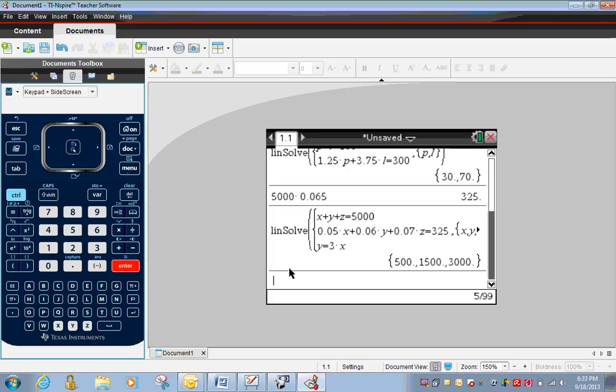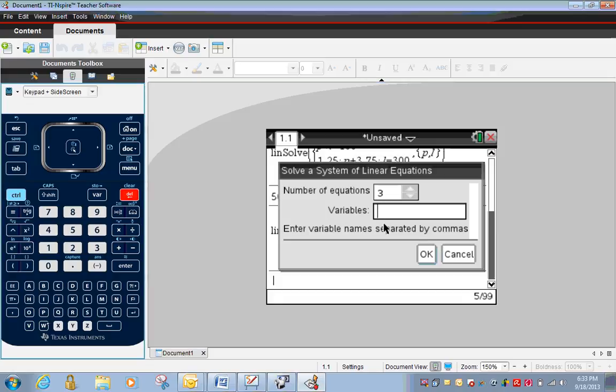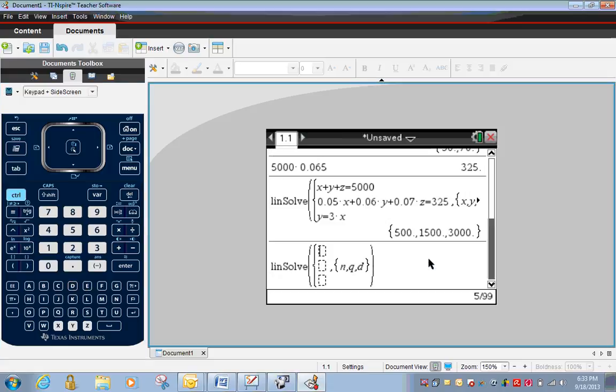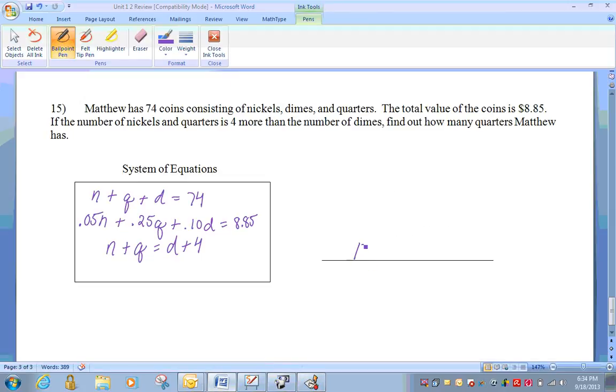Alrighty, let's go to our calculator again. Menu, algebra, solve systems of linear equations. 3 variables, and this time we're using N, Q, and D for nickels, quarters, and dimes. And remember, we're separating them by a comma. You hit OK. And then we go ahead and type in our equation. Okay, and then we hit enter, and you realize that he has 22 nickels, 17 quarters, and 35 dimes. And the question is asking how many quarters he has, so it's 17 quarters.